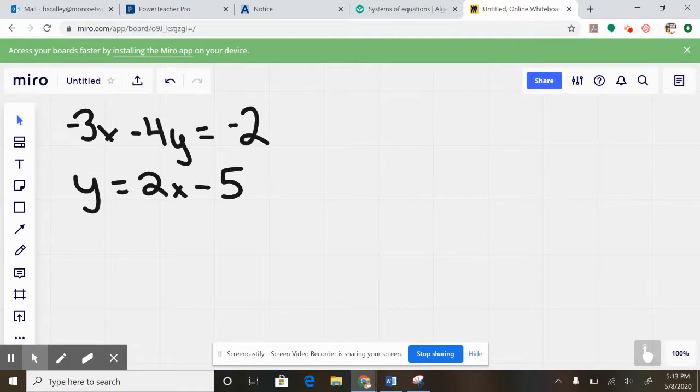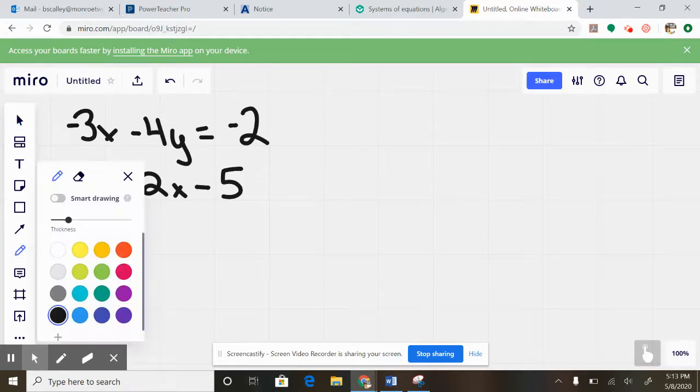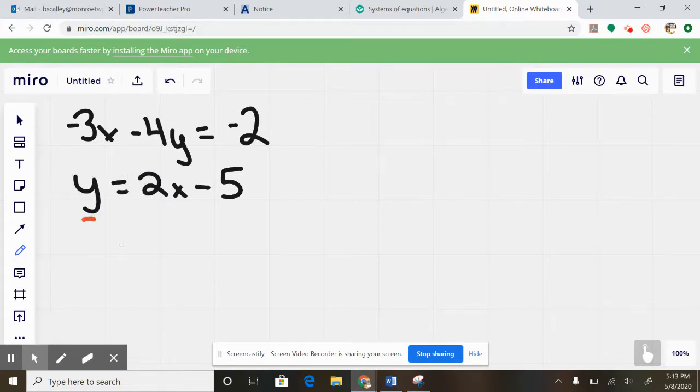So when I look at this system of equations, I see that this y is all alone. And I know that this y is equal to 2x minus 5. So I should be able to take that 2x minus 5 and plug it in for this y in the top equation. That's the substitution method. I'm taking information from one equation and substituting it into the other equation.